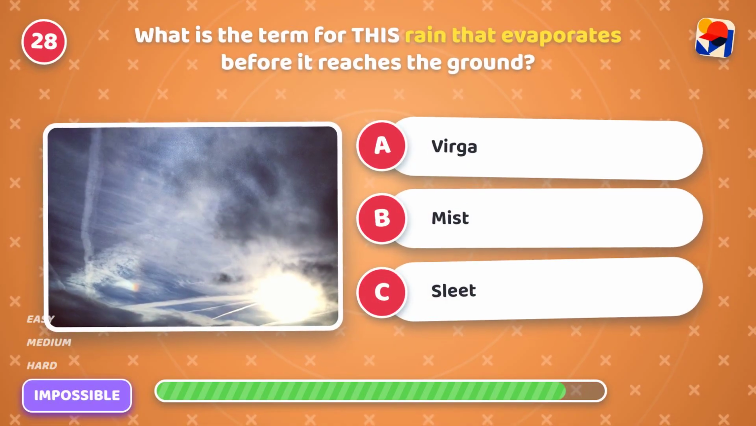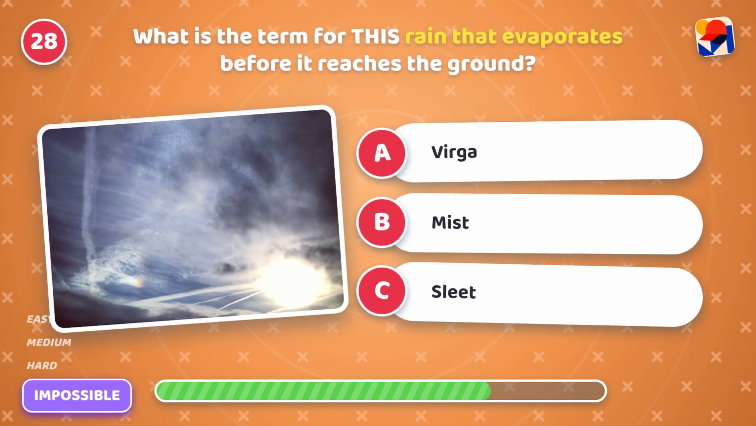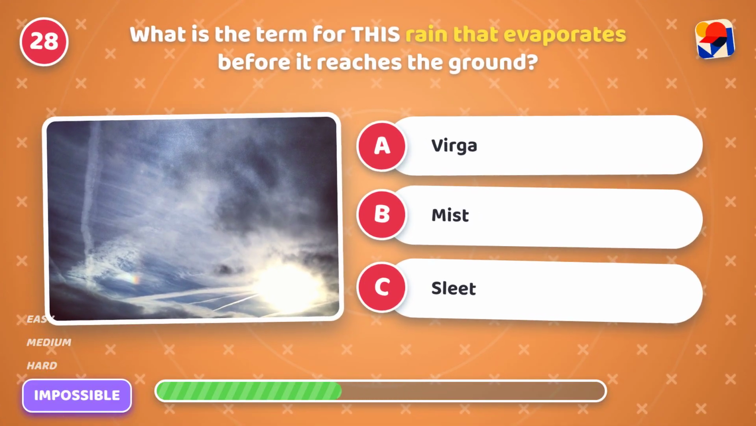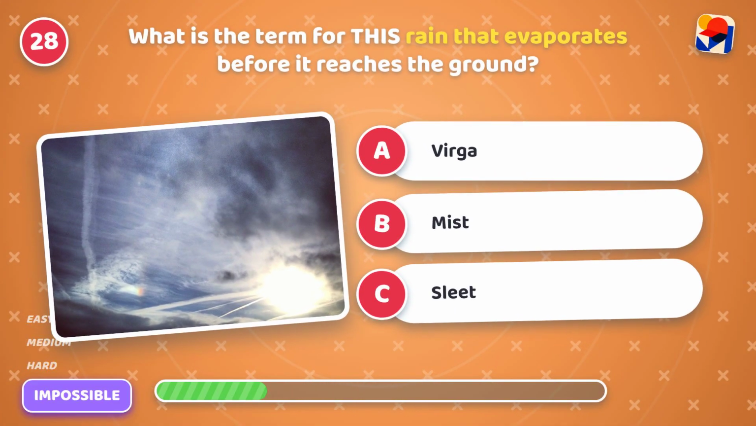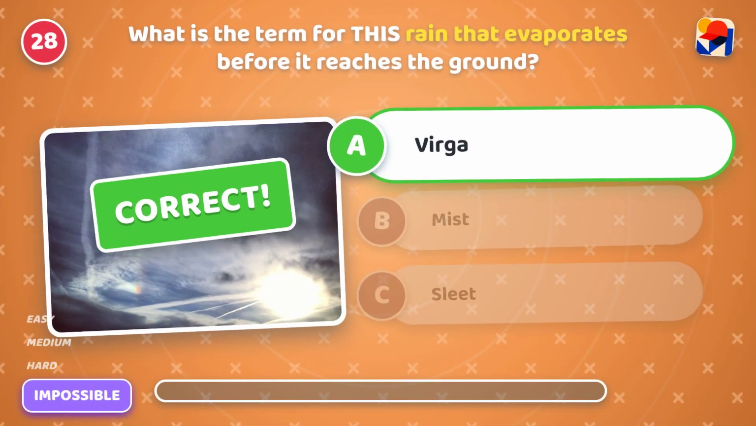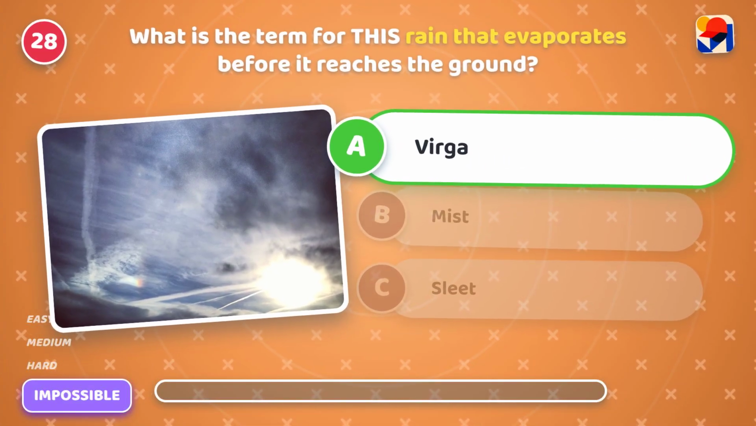What is the term for this rain that evaporates before it reaches the ground? Is it A, verga, B, mist, or C, sleet? It's A, verga. Falling precipitation evaporates before hitting the ground.